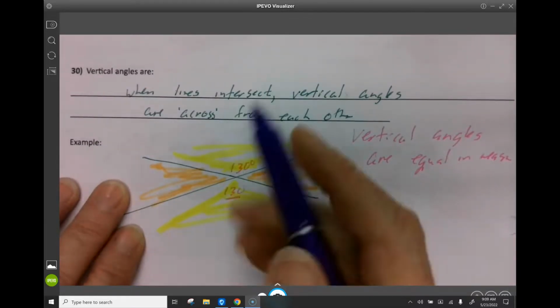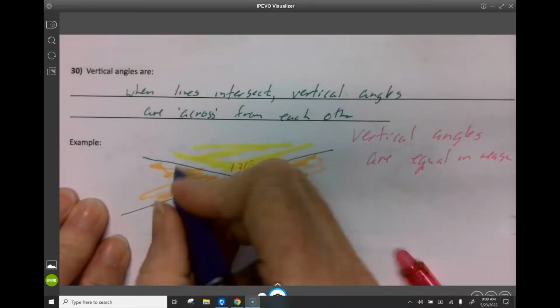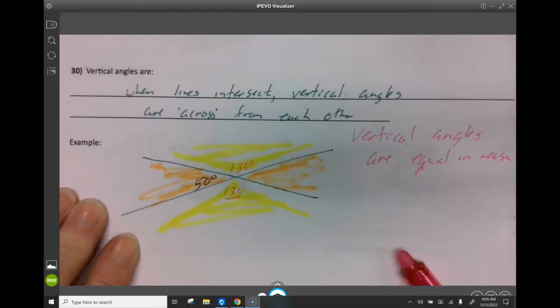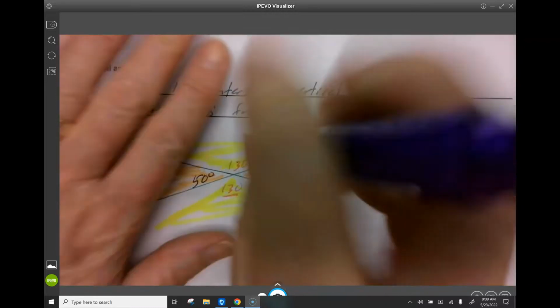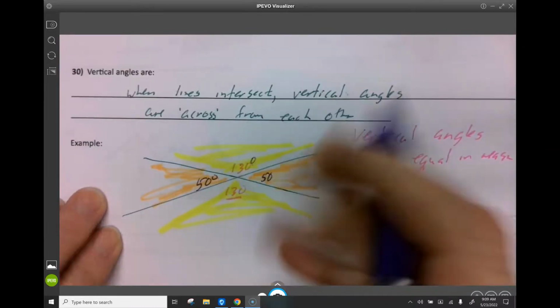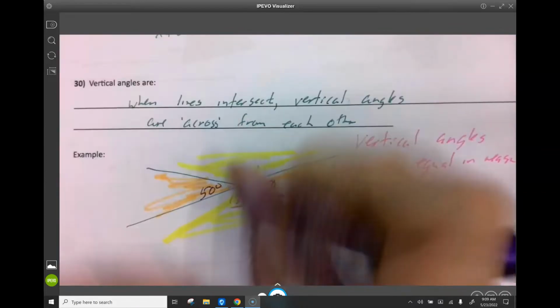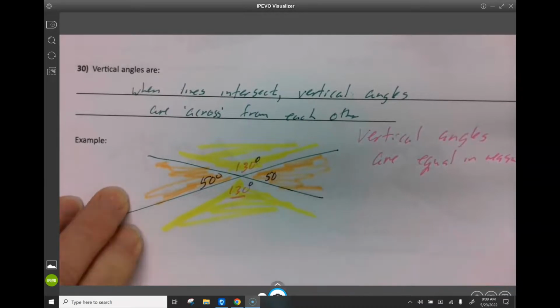Now we can also see what happens off of this. If this is 130 degrees, this one has to be 180 minus that, so this one's 50 degrees, because they have to add to 180. And this one's 50 degrees. That's supposed to be a little degree sign right there, not 1300. Just make a little circle there. These are degrees. Okay, good.